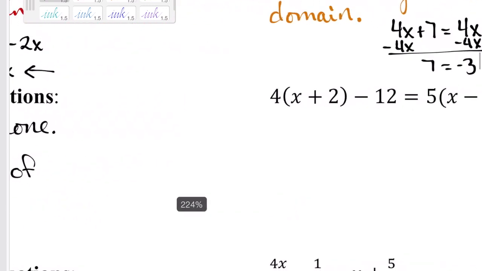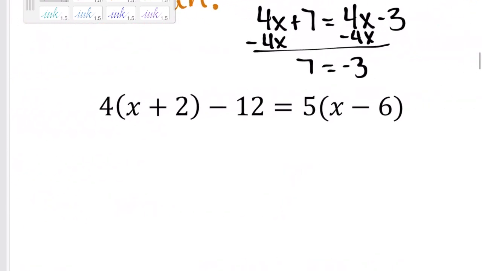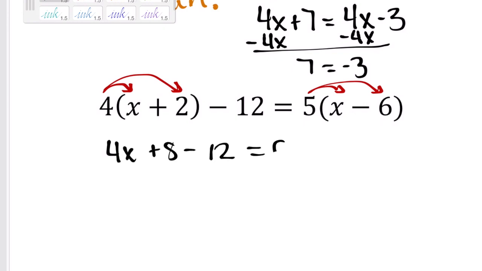So here, one of the first things I need to do is get rid of the parentheses. In order to do that, I can either divide by the 4 and the 5, or I can just distribute it in. I'm going to distribute in so that I get rid of those parentheses. I've got 4x plus 8 minus 12 and 5x minus 30.